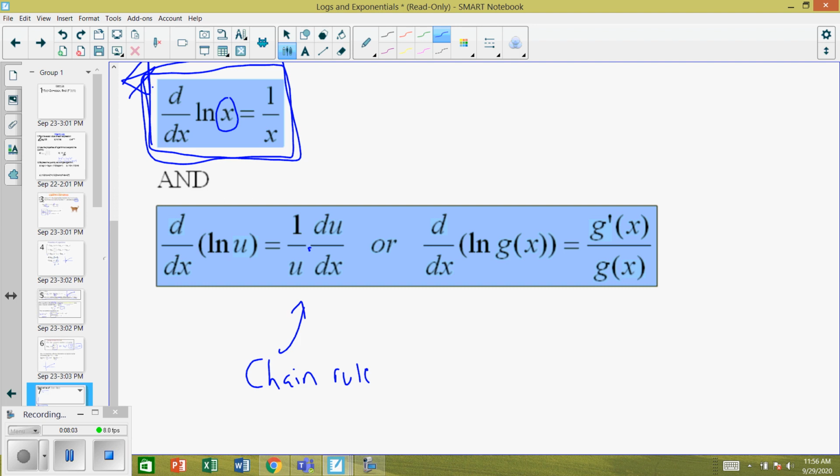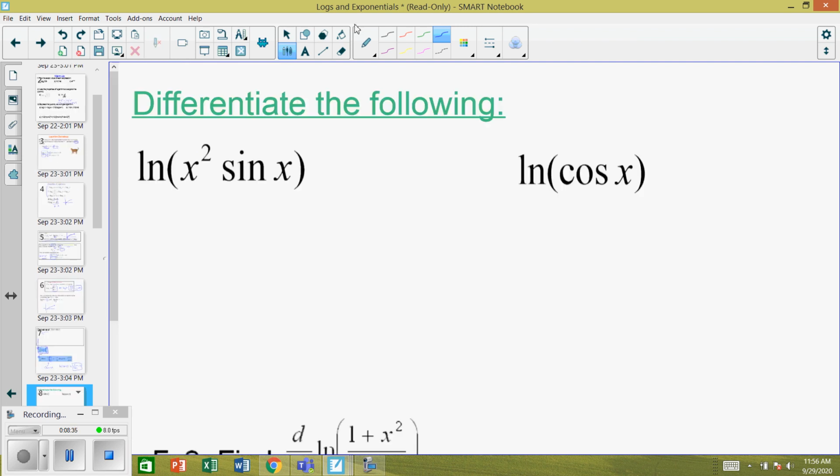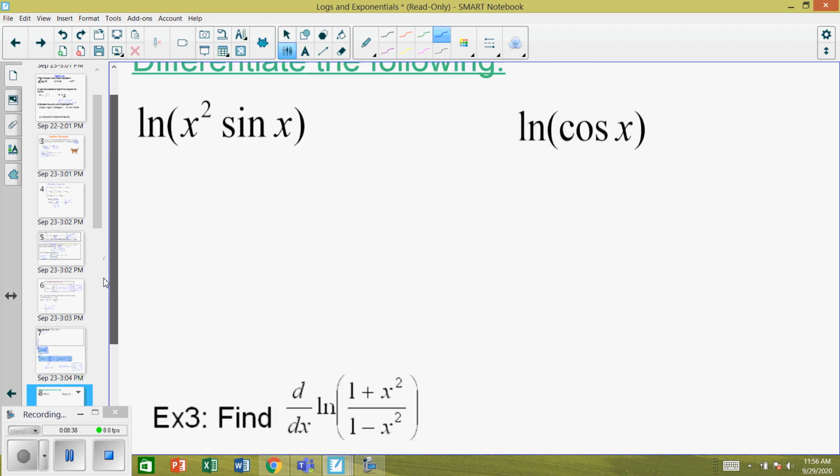But to give you a quick example, what if I have the ln of 5x plus 2? Then what this box is saying is take the derivative as you would 1 over x, or 1 over the quantity. So that's going to be 1 over 5x plus 2. But then multiply by the derivative of the inside. The derivative of u, the quantity, is the derivative of 5x plus 2, which is 5. So let's look at some examples of that real quick. And I might do all of these, or some of these.